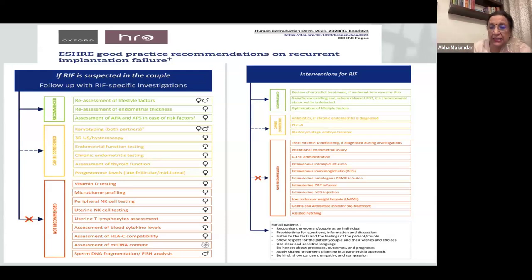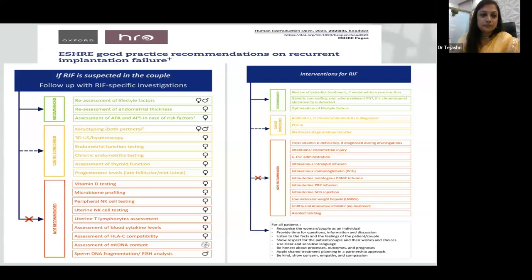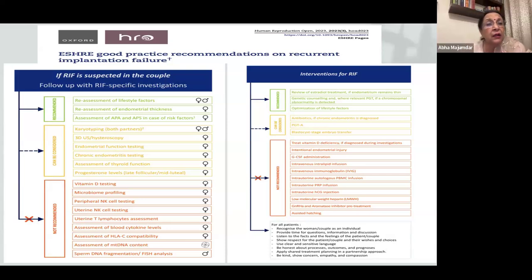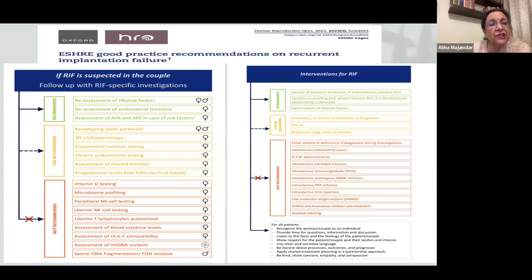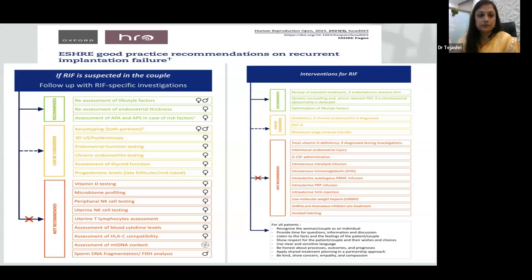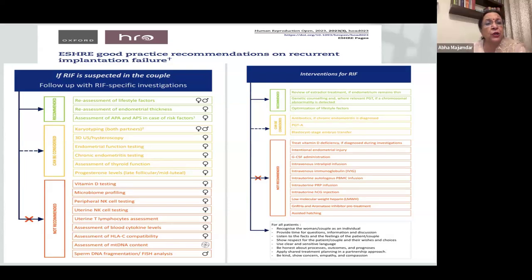They did say that you can do this. Genetic counseling and, where relevant, PGT. Endometrial function investigations can be considered. So endometrial function is, I think, ERA only, no? What do you say? Yes, it's ERA. So they do recommend it, and I do this also.